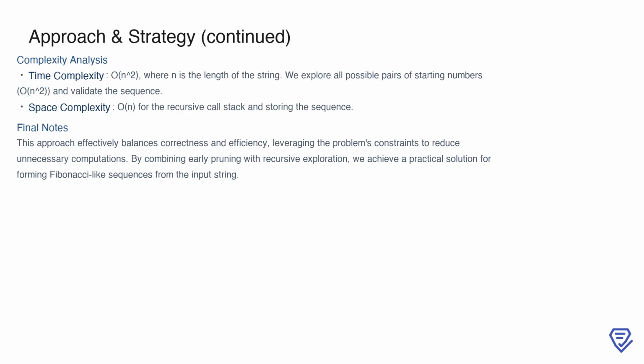we build it. The space complexity is O(n), primarily due to the recursive call stack and the storage required for the sequence. Overall, this approach balances correctness and efficiency by leveraging the problem's constraints to minimize unnecessary computations. The combination of early pruning and recursive exploration allows us to construct Fibonacci-like sequences effectively and efficiently, making this a practical solution for the problem at hand.